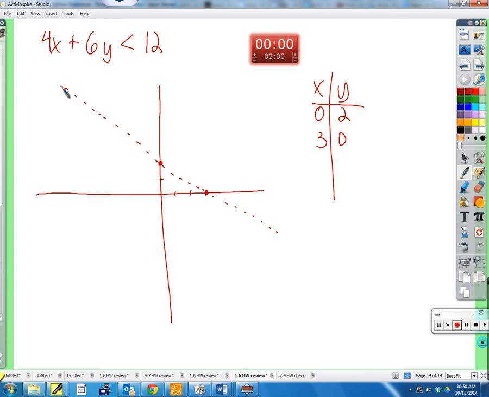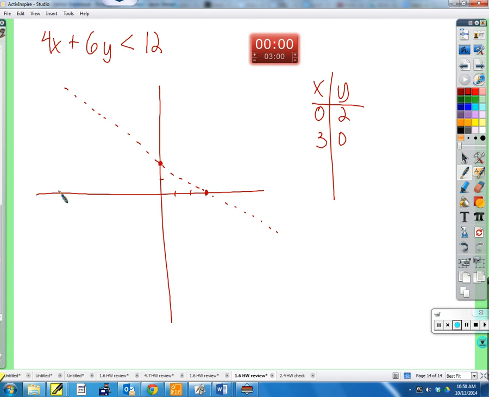And then we have to ask ourselves, is it this half that's shaded, or is it this half? Well, the bottom half. How do we do that? Because if you set it up and you eventually had to get to the point where you have to divide 6 by y, and since 6 is not a negative, it's going to be y is less than 12.